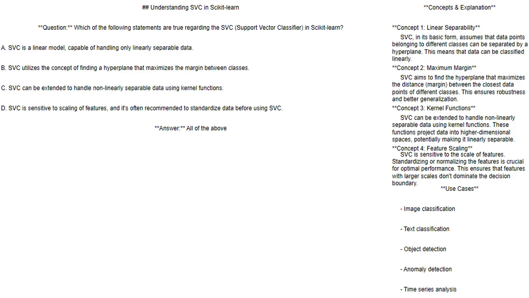Correct. Kernel functions are a powerful mechanism in SVC. They map data into a higher dimensional space, transforming nonlinearly separable data into linearly separable data. This allows SVC to handle complex patterns. Concept 3: Kernel functions. SVC can be extended to handle nonlinearly separable data using kernel functions. These functions project data into higher dimensional spaces, potentially making it linearly separable. Text classification, where features are not linearly separable using word embeddings.